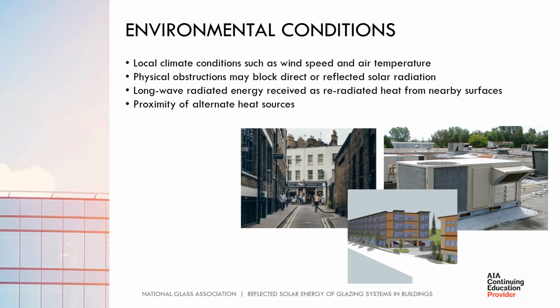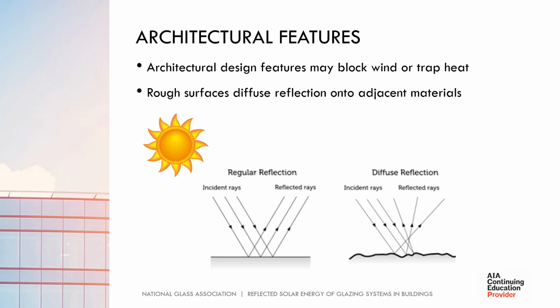Local climate conditions. Wind speed and air temperature can affect the heat transfer rate of a surface. Physical obstructions, such as foliage, fences, or adjacent structures, may block direct or reflected solar radiation from reaching a surface. Long-wave radiated energy received as re-radiated heat from nearby surfaces, such as asphalt, may increase the temperature of a surface. And proximity of alternate heat sources to the surface could provide direct or reflected radiation, such as air conditioner compressors and barbecue grills. Architectural design, such as alcoves, overhangs, inside corners, and other features may block wind or trap heat that could affect the surface temperature.